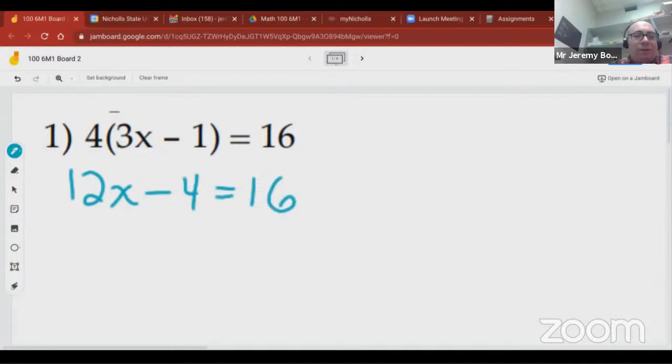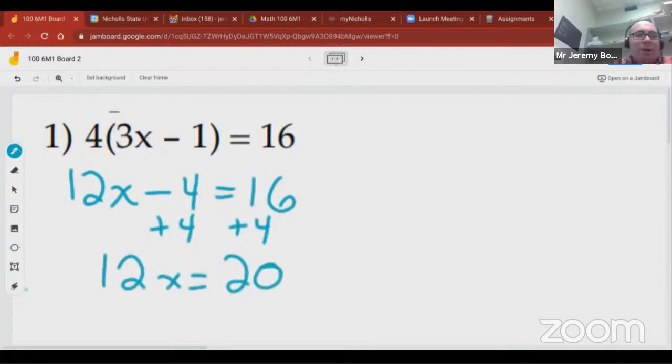And then now if we look at it, left-hand side, we have a term with a variable in it. We also have a constant there. And the right-hand side is just a constant. So I want to move my constant to this side. So to do so, I need to add 4 to both sides. And so we'll have 12x is now equal to 20.